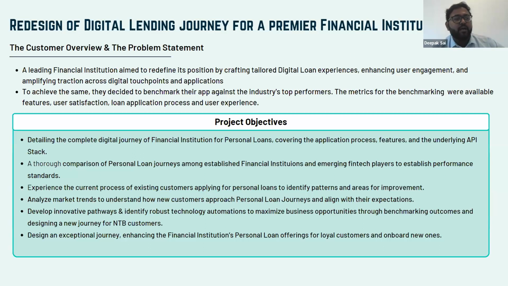So moving on to the project objectives that we promised would be a part of our deliverable. It was to completely check and benchmark the digital journey that was available on their platform amongst their competitors. Also compare the API stack that is available from the competitors versus what the financial institution was using, and a thorough comparison of the personal loan journeys among the established financial institutions, and also benchmarking it against the emerging fintech players who are bringing innovation or new performance standards in the market was also something that we promised.